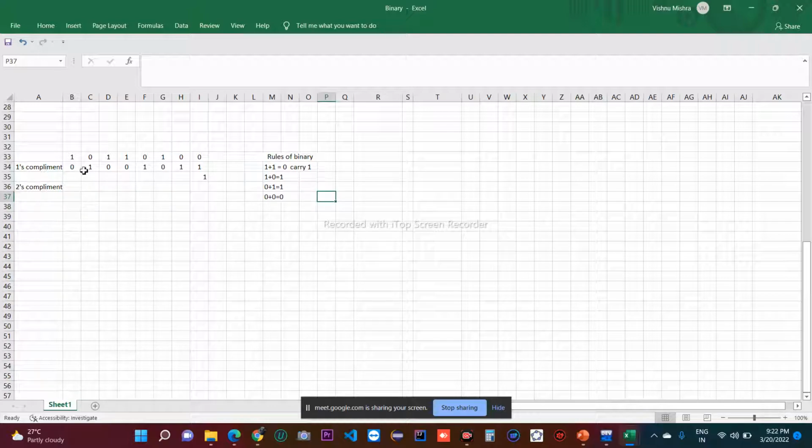ठीक है, तो वंस कॉम्प्लीमेंट क्या है? जस्ट इनवर्ट ऑफ ऑल द बिट्स. 1 becomes 0 and 0 becomes 1. Okay, and what is 2's complement? 2's complement is nothing but adding 1 to the 1's complement. तो ये क्या होगा? 1 plus 1 0 with a carry forward of 1. अब 1 plus 1 वापस हो जाएगा 0 with a carry forward of 1. अब 1 plus 0 1 होगा. अब यहाँ तो कुछ है नहीं, तो ये सीधा यही होगा. ठीक है, ये 2's complement है.